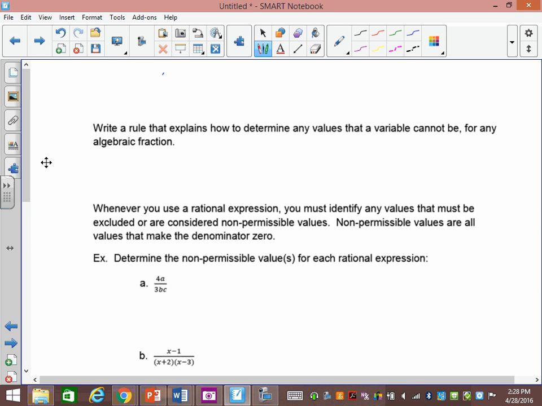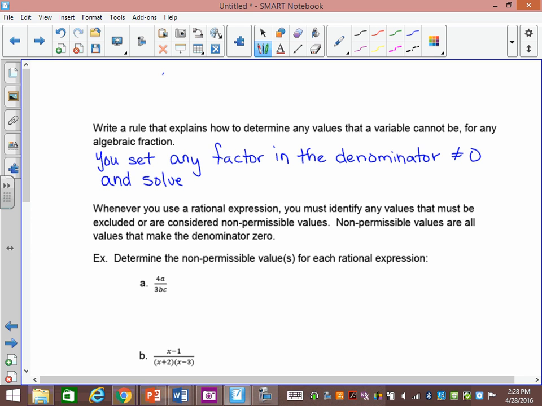So it says, write a rule that explains how to determine any values that a variable cannot be for an algebraic fraction. So basically, you set any factor in the denominator not equal to 0 and solve for the variable. So that's why with the last question we got 2 non-permissible values, because we had 2 factors.